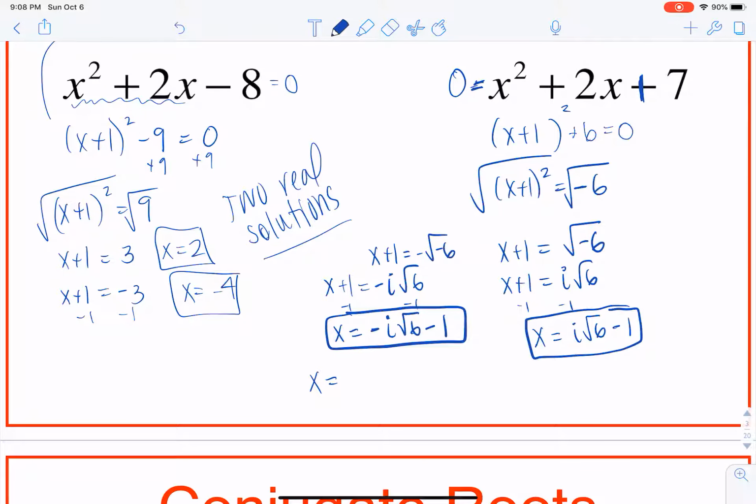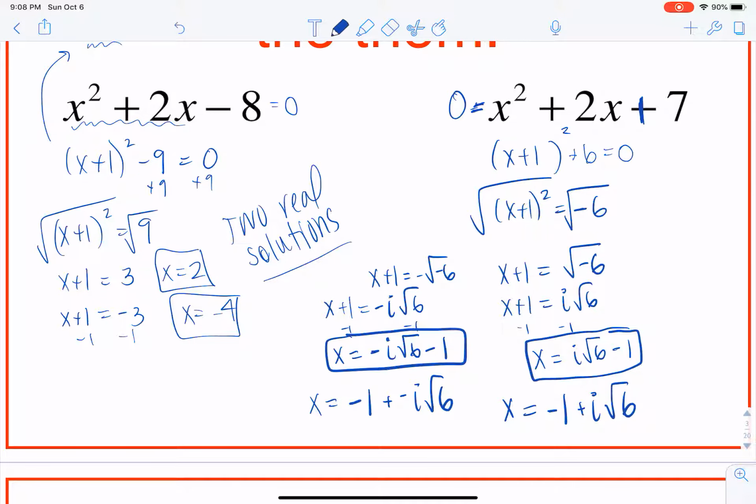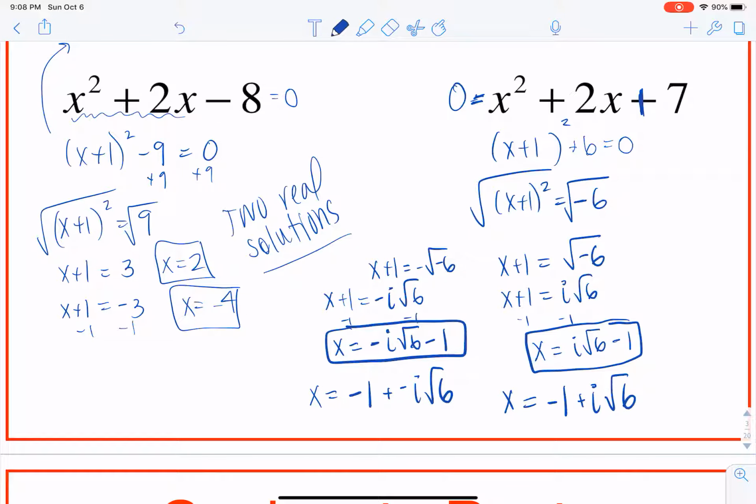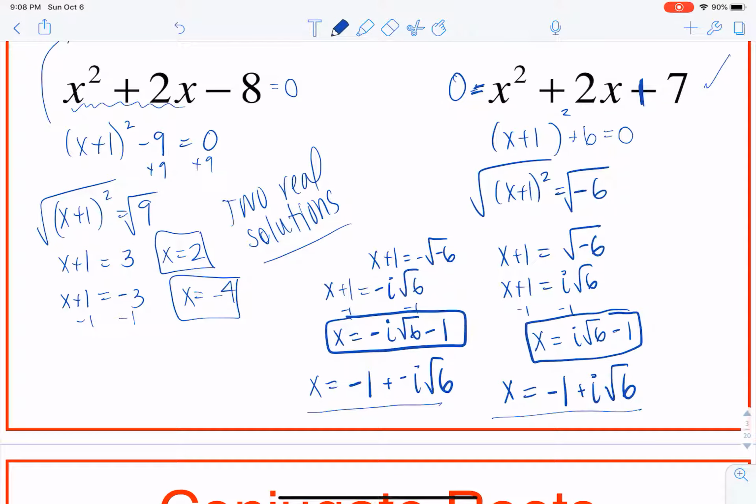So we would say that x is equal to negative 1 plus negative i square root of 6, and x is equal to negative 1 plus i square root of 6, which brings us to the next piece of these complex numbers. So here I have these two complex roots for this quadratic equation. When we look at these two complex roots, I can see that they're really similar, except here I have a negative and here I have a positive.